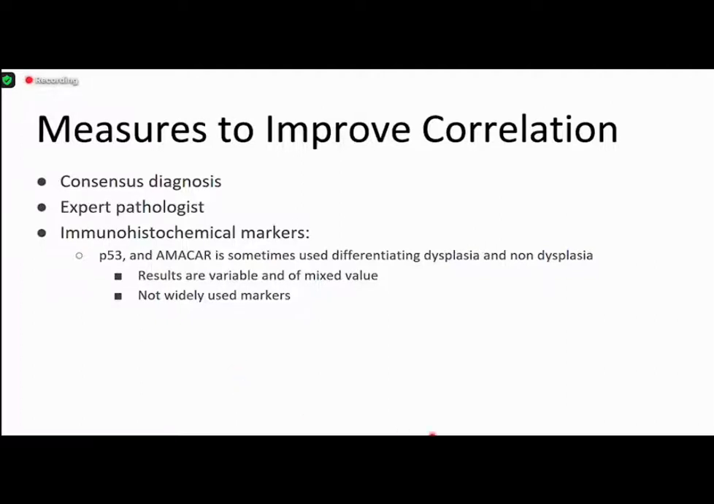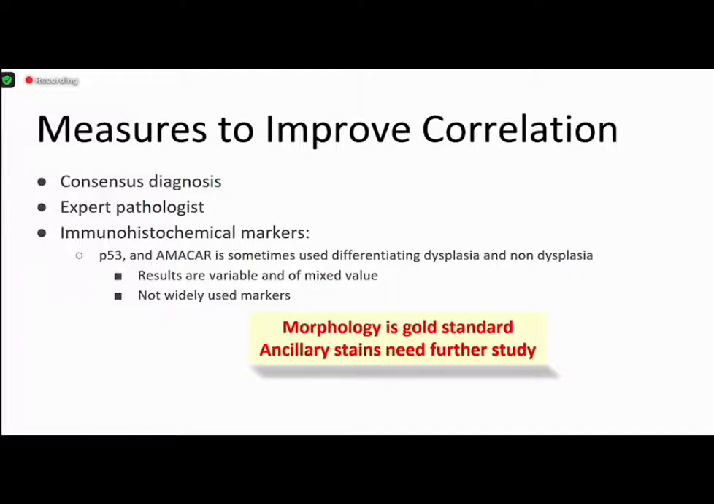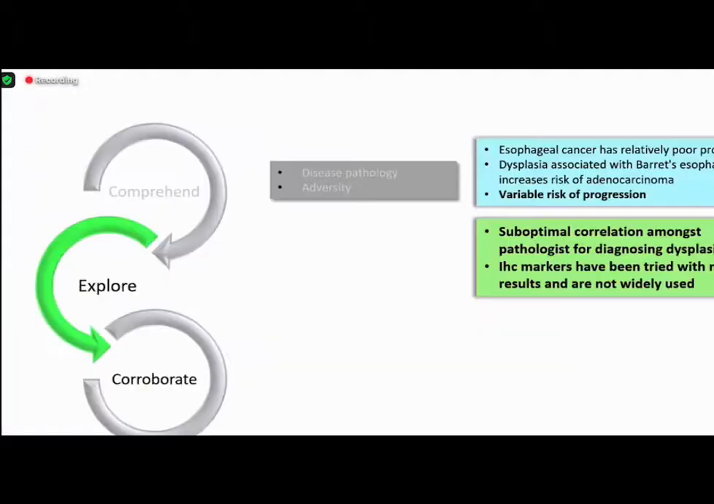And these markers are not widely used. However, they do acknowledge that if we can come up with a marker that can help us identify the true low progressors, that would be ideal and would be beneficial both for the patients as well as for the healthcare system. So according to the Gastrointestinal Pathology Society, morphology is still the gold standard, and ancillary stains need further study to be used for dysplasia diagnosis.